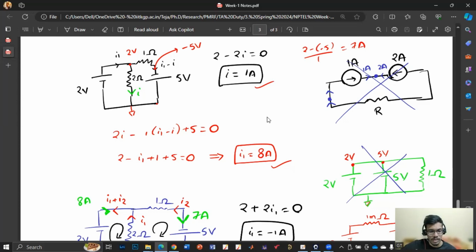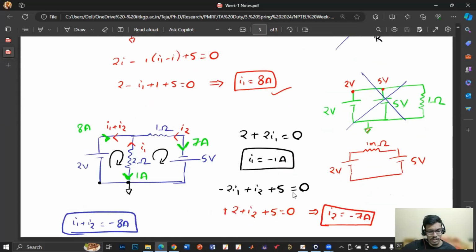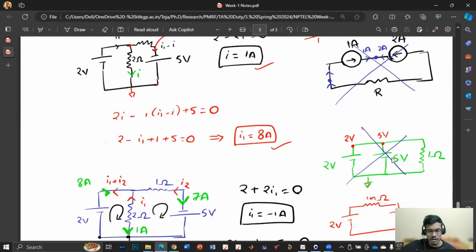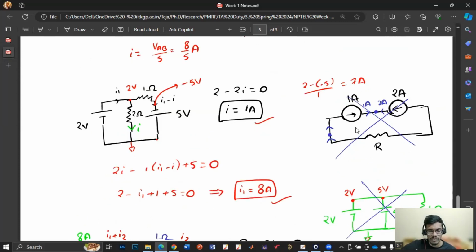Then there were a few queries regarding why not to short voltage sources, and why we should not connect current sources. We discussed that in one case KVL will fail, and in the other case KCL will fail. So this is all about the last week's session.